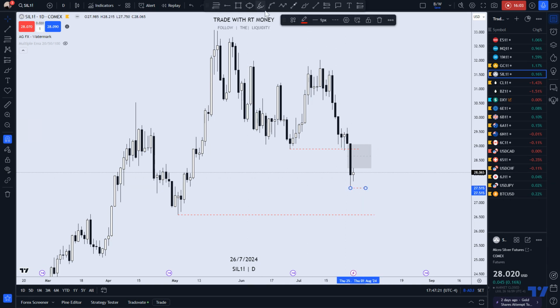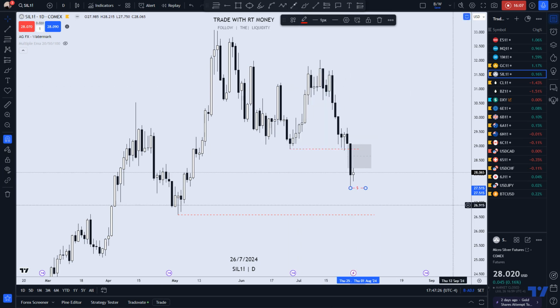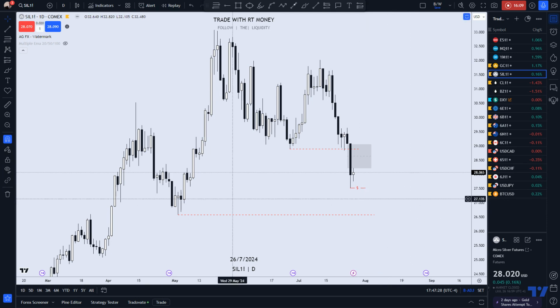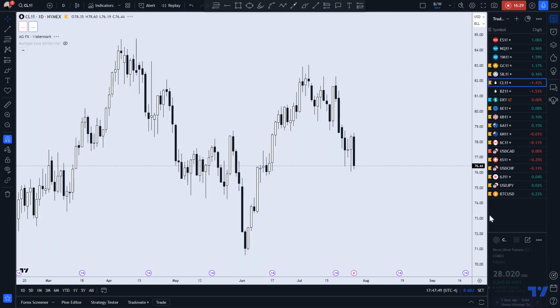What did I just do? Okay. All right. And let's see. Yeah. And then this one, I'm looking at as the point for this failed swing high. The swing failure is what I call it. All right. Anyway, let's go to oil.